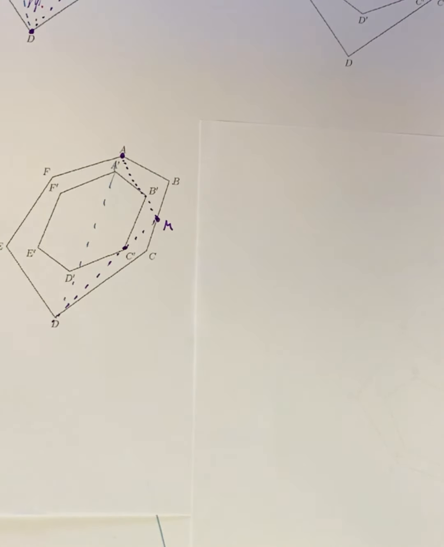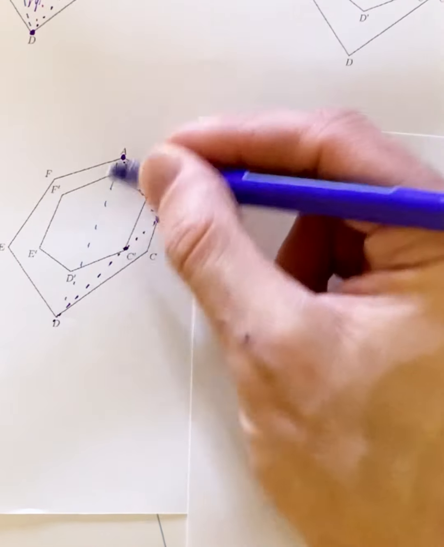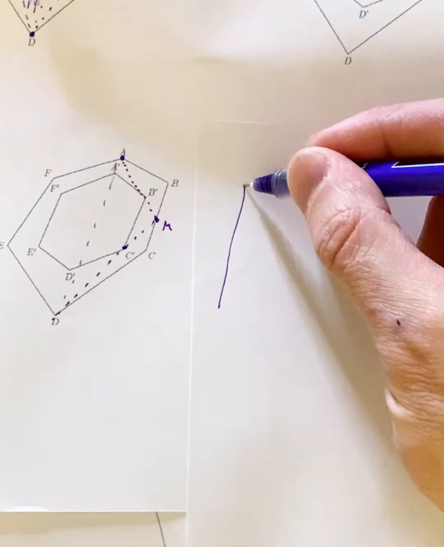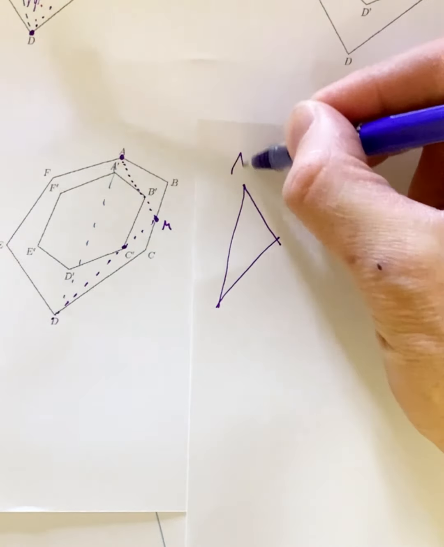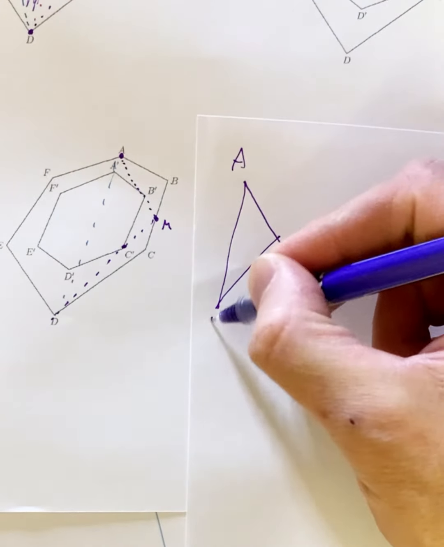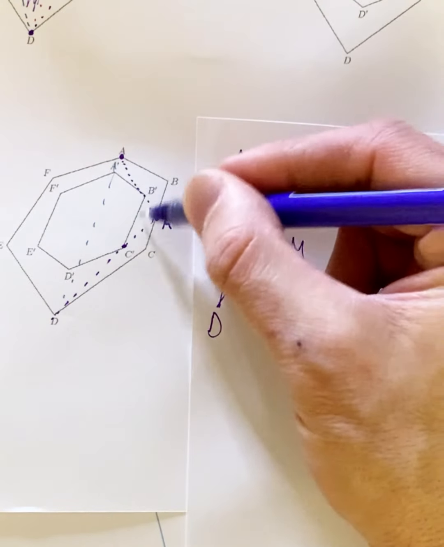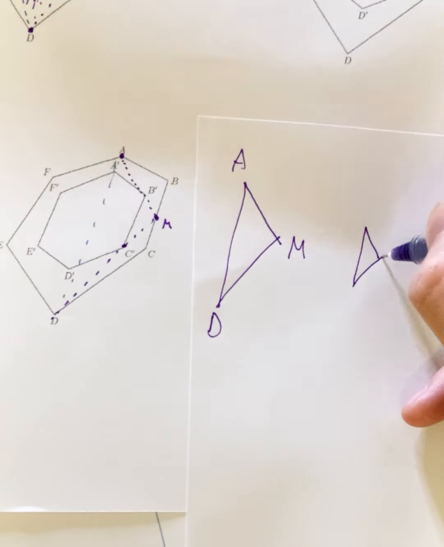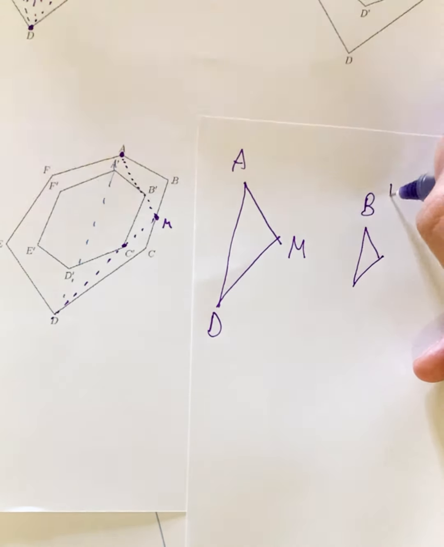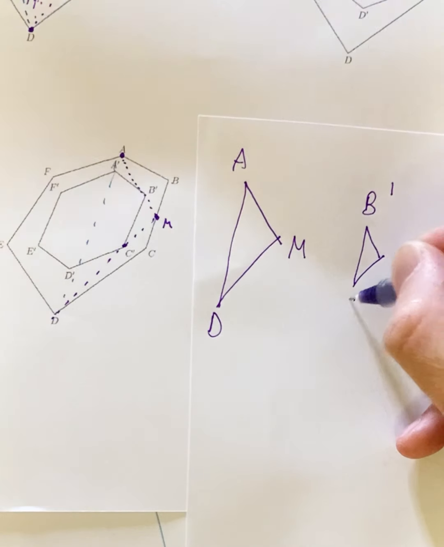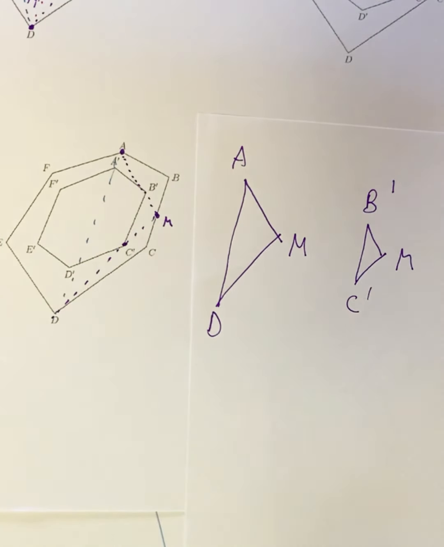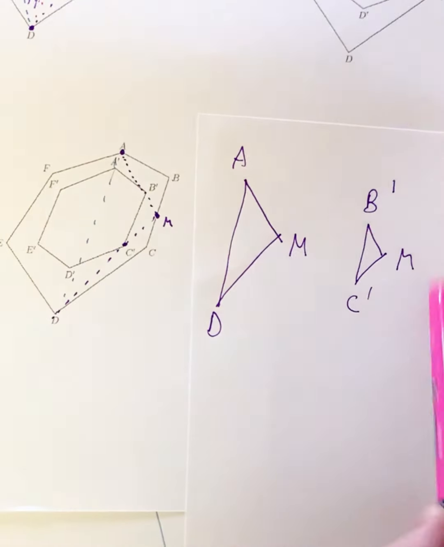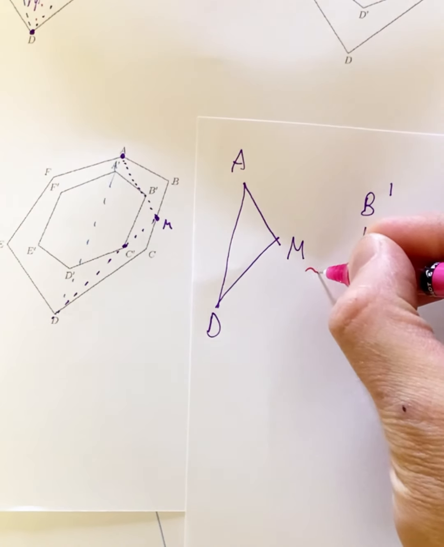What I want you to see is that we have two triangles. We have this larger triangle, which is called AMD, and this small little pocket of a triangle called B prime M C prime. And my claim to you is that these two triangles are similar.